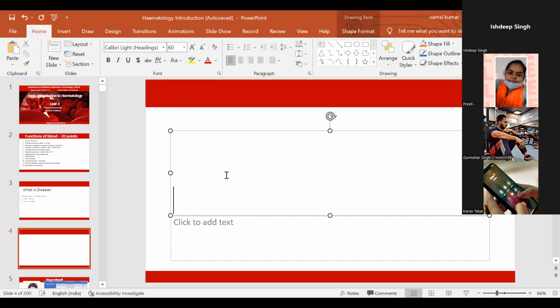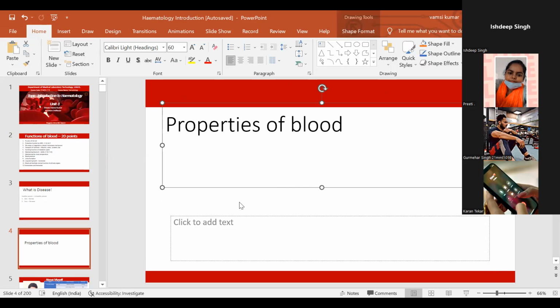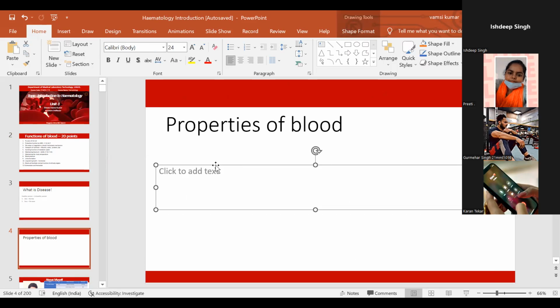Now I want properties of blood. Can you tell me what are the properties of blood? The blood is red in color. Very good. So properties, first we can write the side headings. Whenever we are saying properties, we are saying about certain generalized things. So color, then volume, viscous fluid, viscosity. Then what else do we need?